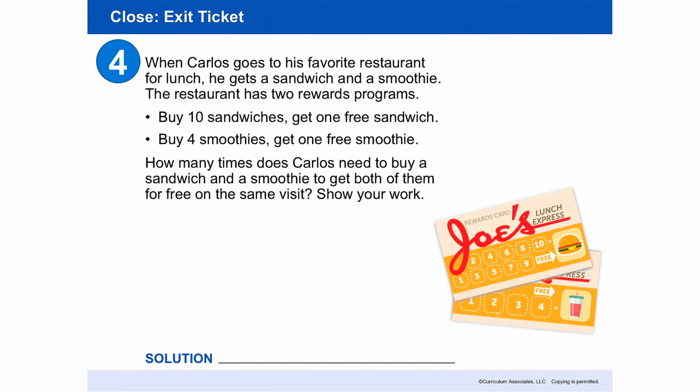Our last problem that we're going to do here together is when Carlos goes to his favorite restaurant for lunch, he gets a sandwich and a smoothie. The restaurant has 2 rewards programs. Buy 10 sandwiches and get 1 free sandwich, or buy 4 smoothies and get 1 free smoothie. How many times does Carlos need to buy a sandwich and a smoothie to get both of them for free on the same visit? Show your work. So we are going to be looking at 10 and 4 in this one.